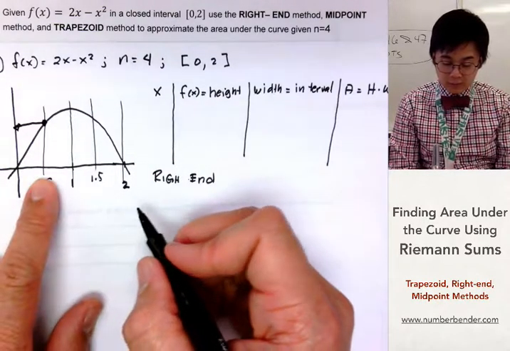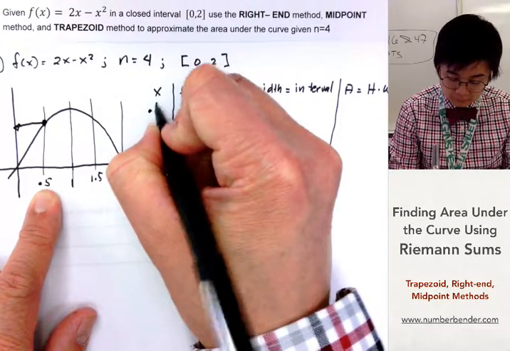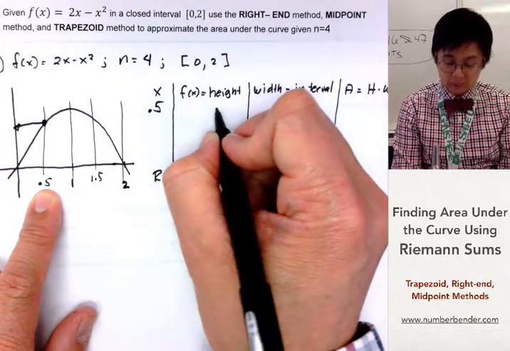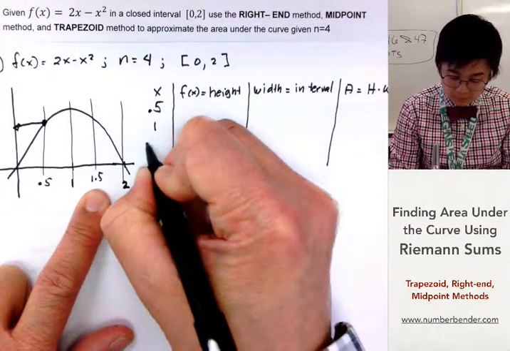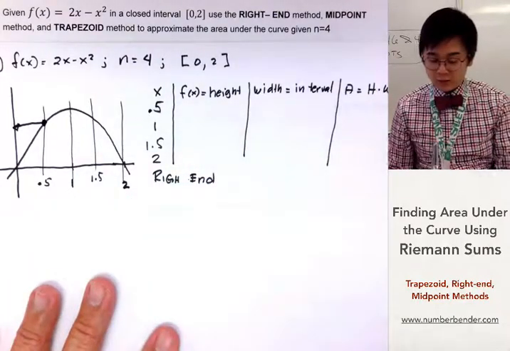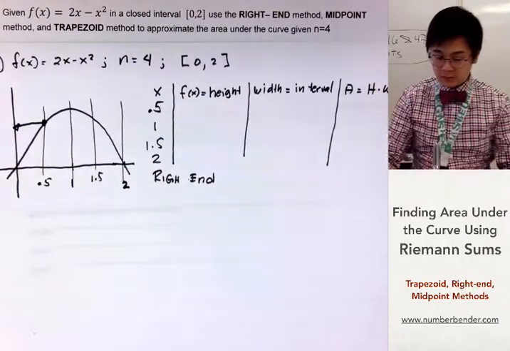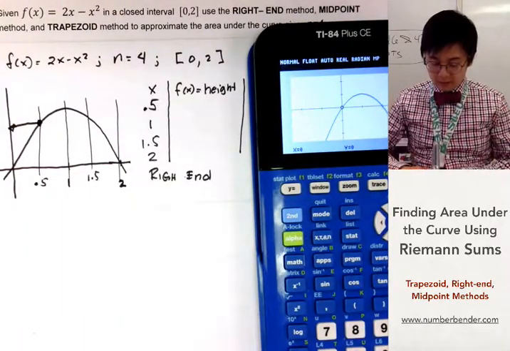So, kung x mo ay 0.5, ano yung magiging height niya? So, magsa-start tayo sa 0.5, sa 1, 1.5, at saka sa 2. At hanapin natin yung mga height ng ating function. So, since gamit natin yung graphing calculator, pwede natin mahanap yung height automatically.